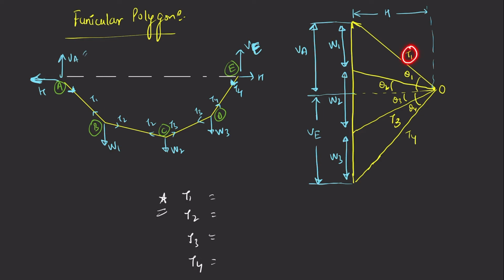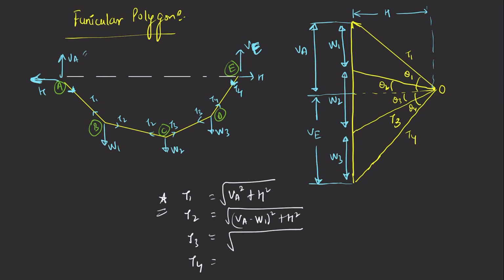So for T1 we will see this triangle. We know the height, that is VA, which is calculated using equilibrium equations. We know the base, and using Pythagoras it will be square root of VA square plus H square. So similarly for finding T2 we need this distance or value, which is the difference of VA and W1, and using Pythagoras we can write square root of (VA minus W1) square plus H square. This will give us T2.